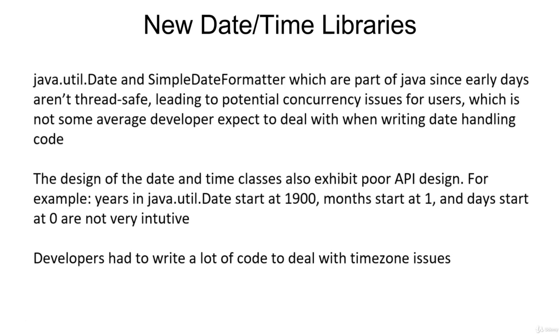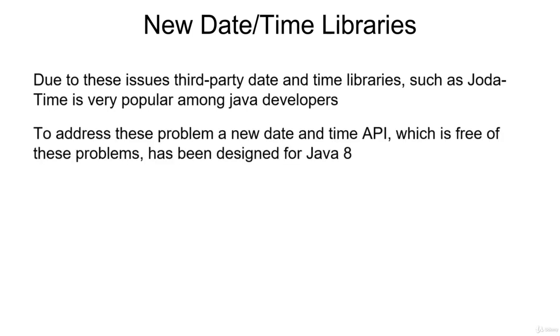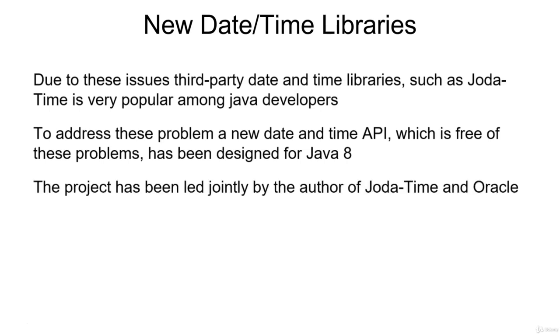Developers had to write a lot of code to deal with time zone issues. Due to these issues, third-party date and time libraries such as Joda-Time became very popular among Java developers. To address these problems, a new date and time API which is free of these problems has been designed for Java 8. The project has been led jointly by the author of Joda-Time and Oracle.